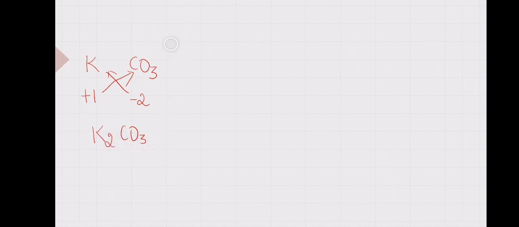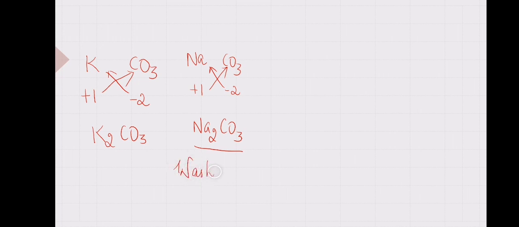Whereas for sodium carbonate, sodium Na has a +1 charge. For carbonate CO3 it is -2. Crisscross their valencies. We get Na2CO3. This is sodium carbonate. This is commercially known as washing soda.